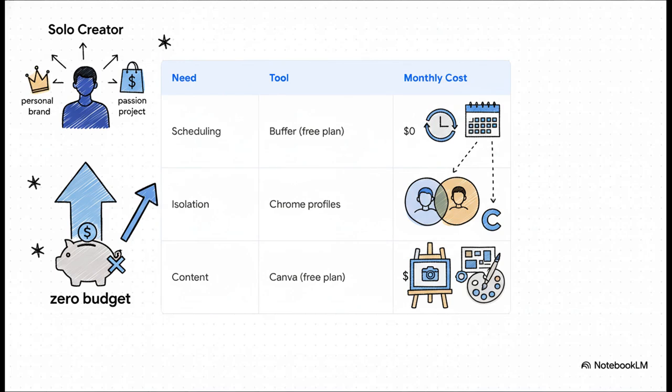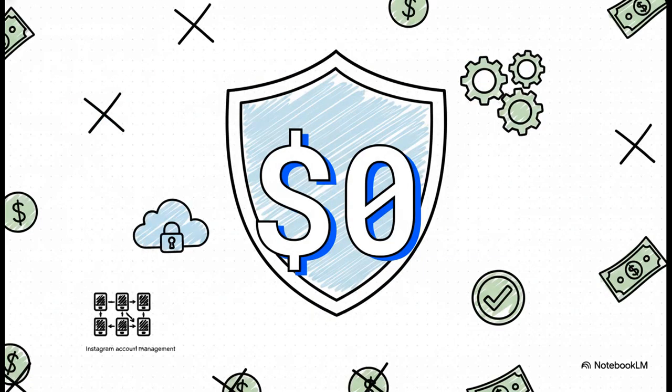Maybe you're managing a personal brand, a side hustle, and a passion project. The goal here is pretty simple: maximum efficiency with 0 budget. So you can use Buffer's free plan for scheduling, use separate Chrome profiles for some basic isolation, and stick with Canva's free version for all your content. And the best part about all this? The total cost for this super effective stack is a beautiful $0 per month. You can get organized and protected without spending a single dime.